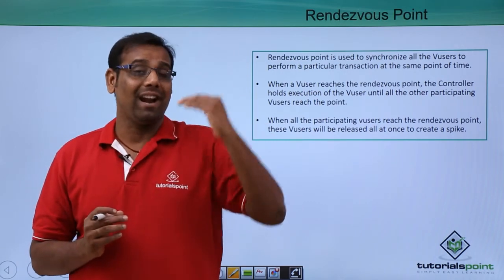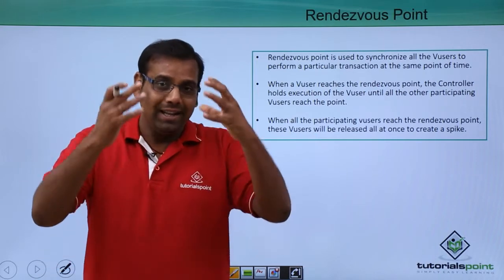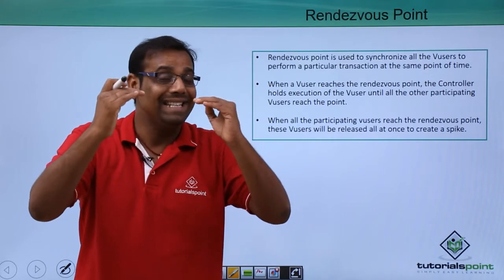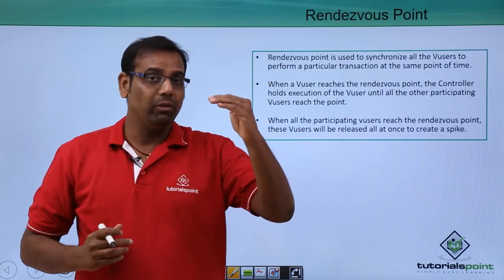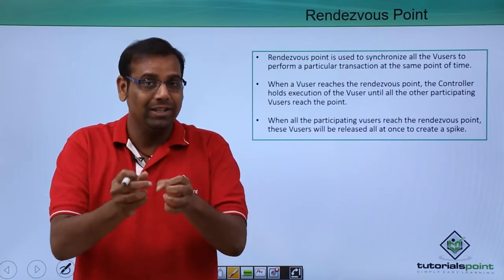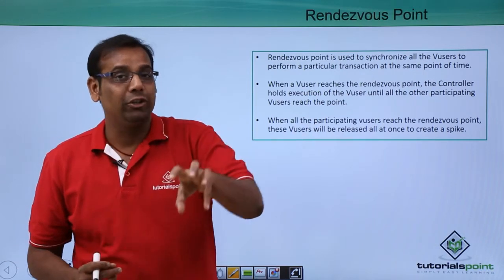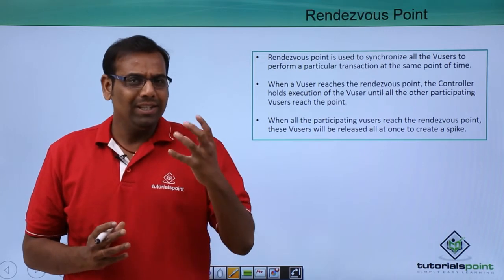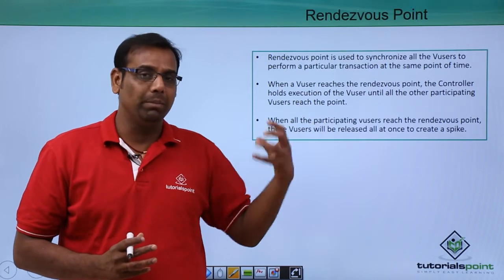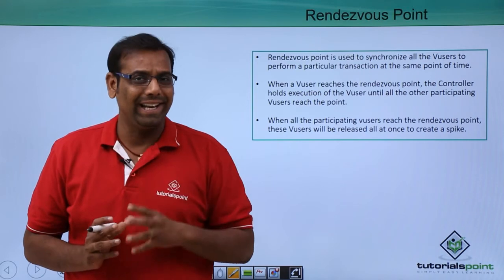When you insert this rendezvous point just above that transaction, the controller will hold the execution of the virtual users until all the virtual users reach that point. When all the virtual users reach that rendezvous point, the controller will release all of them at the same point in time so that they all execute this transaction. So this is how a rendezvous point works inside the controller. Now I'll try to explain the same thing using an example.